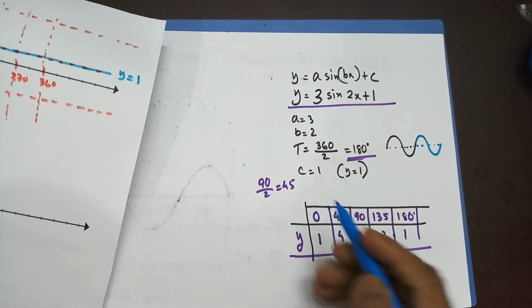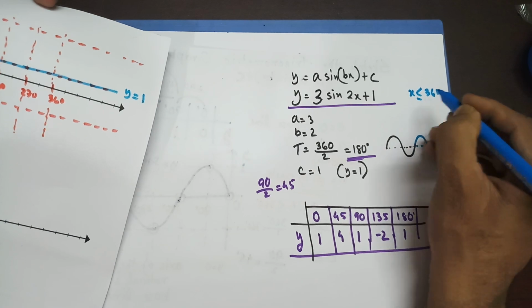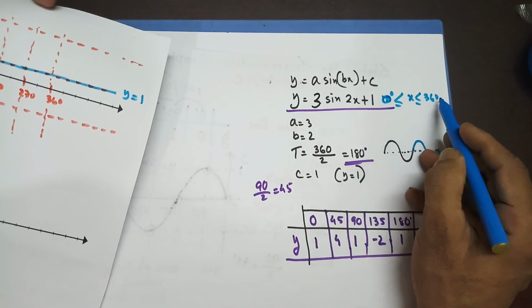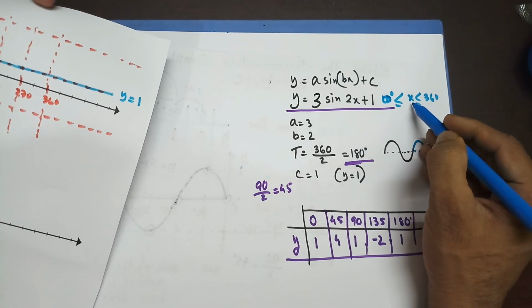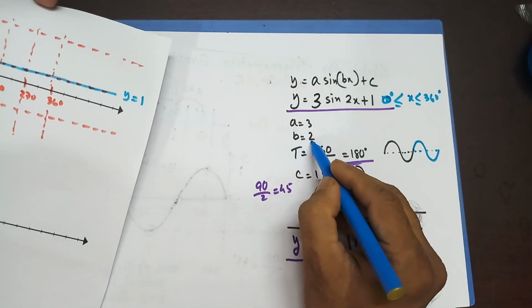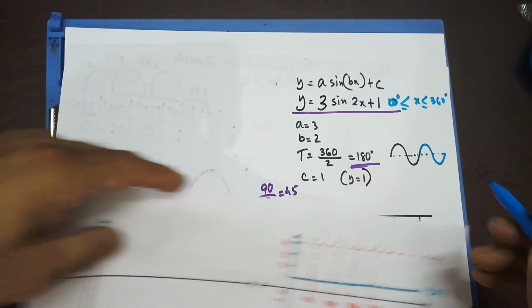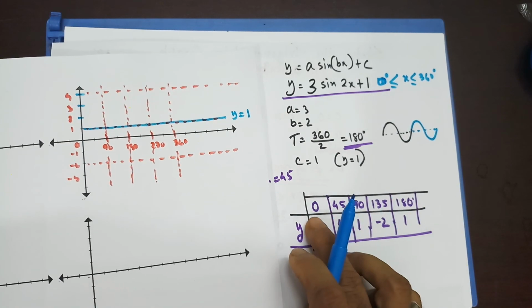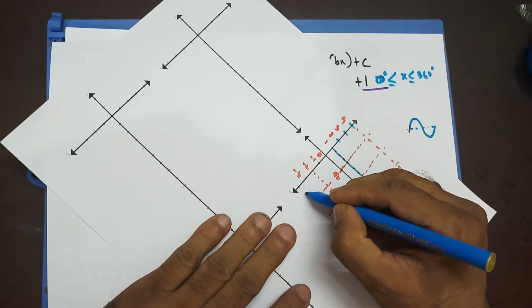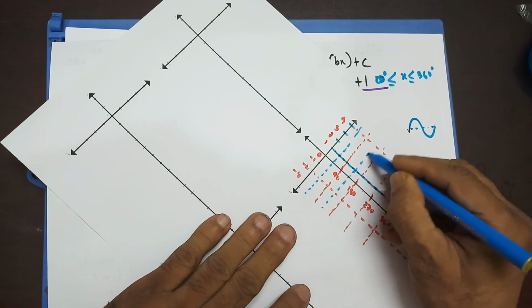Let's say the question is asking to sketch this when x is less than or equal to 360 degrees and greater than or equal to 0 degrees. In this range of values of x, or we can say the domain of x, I would have 2 cycles, or 2 oscillations. To do that, remember my new important points were 0, 45, 90, 135, 180. So I'm going to divide this into equal parts: 45, 90, then 135, and that's 180.